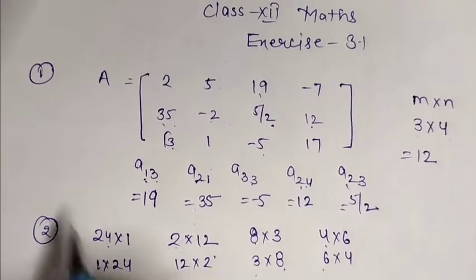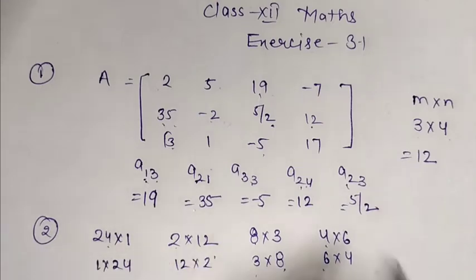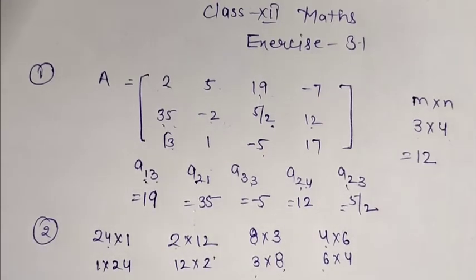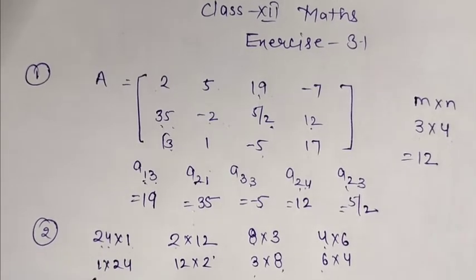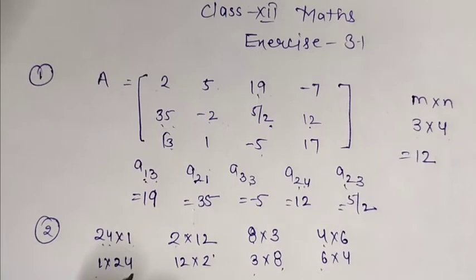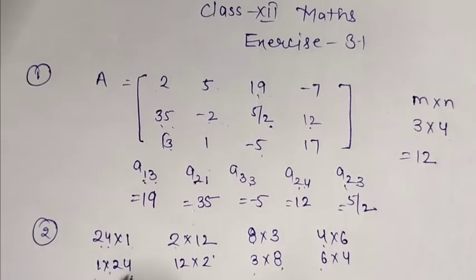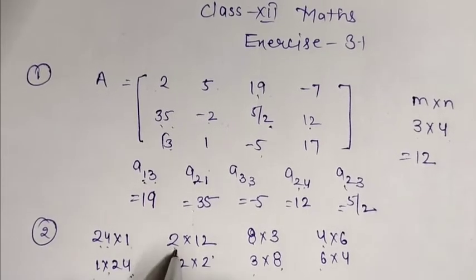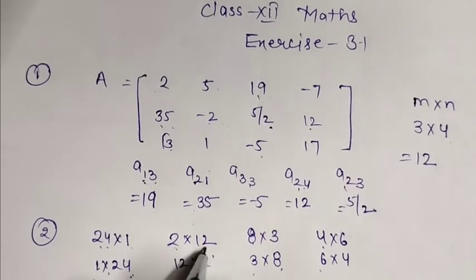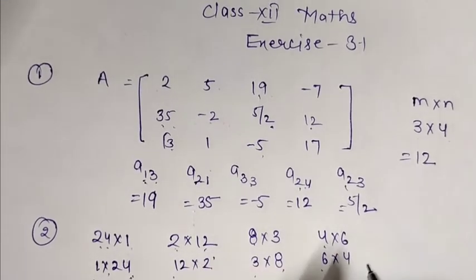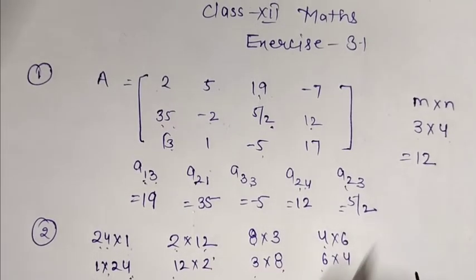Okay, so these orders will be formed if we have a total of 24 elements in a matrix. Either 24 rows and 1 column, or 1 row and 24 columns, or else 2 rows and 12 columns, or 12 rows and 2 columns, and so on. This way we can make a matrix with 24 total elements.